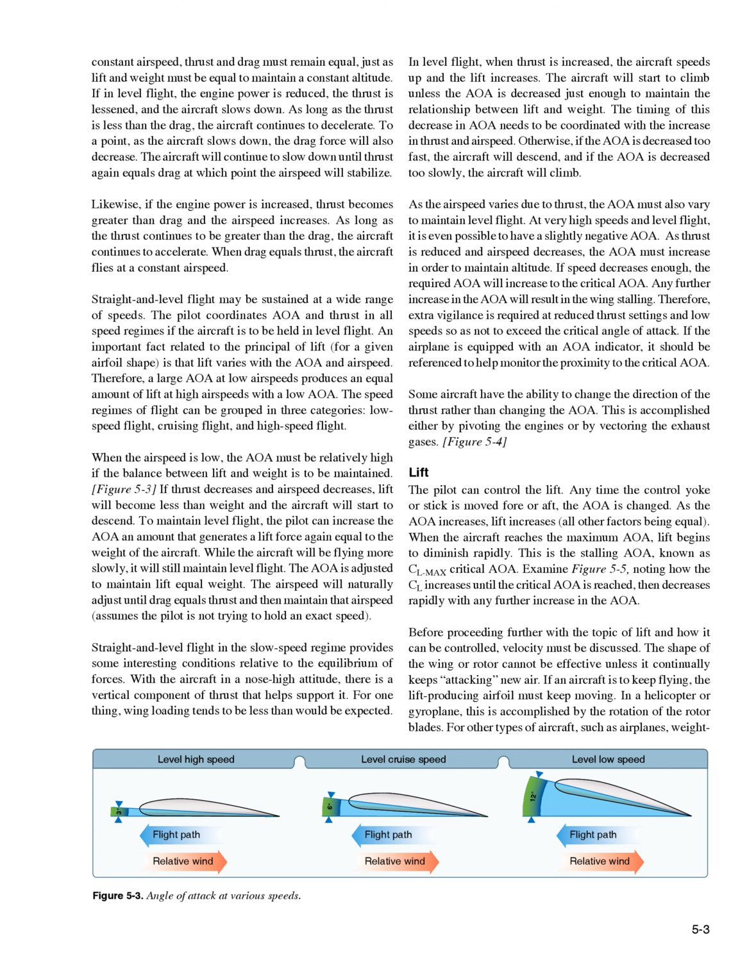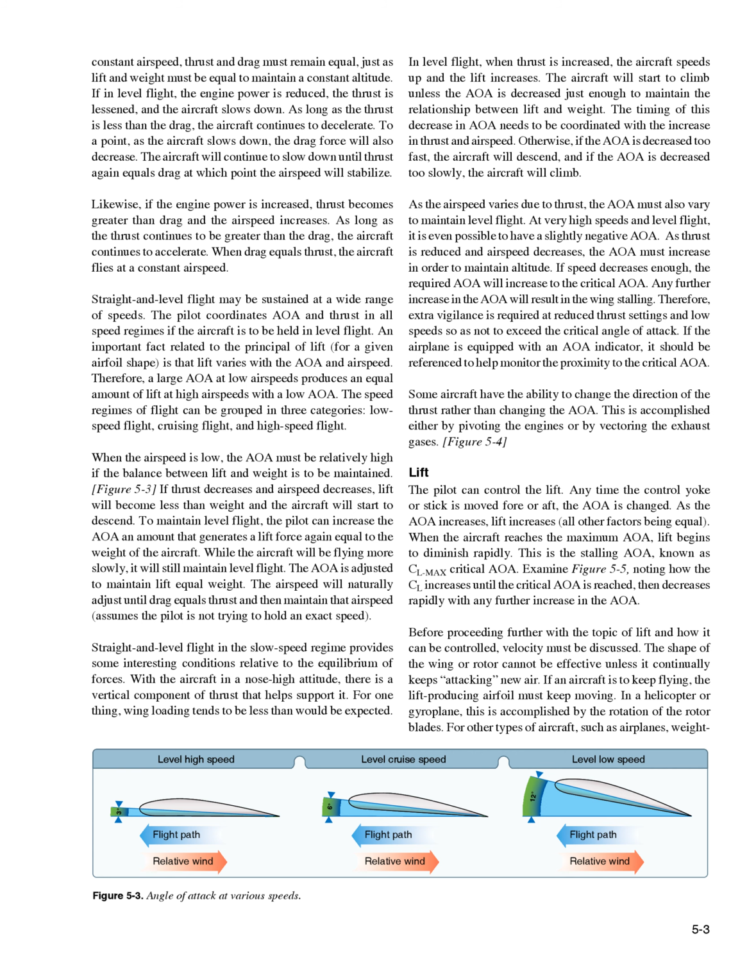Some aircraft have the ability to change the direction of the thrust rather than changing the AOA. This is accomplished either by pivoting the engines or by vectoring the exhaust gases. Figure 5.4, lift. The pilot can control the lift. Anytime the control yoke or stick is moved fore or aft, the AOA is changed.